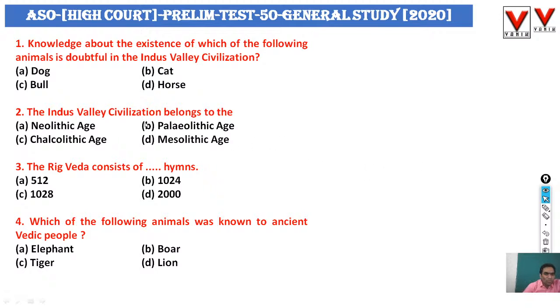The very first question is: knowledge about the existence of which of the following animals is doubtful in the Indus Valley civilization? The Indus Valley civilization people were aware of the dog, the bull, the horse. So the cat, that means it is doubtful whether the cat was known or not known to the Indus Valley civilization. Historians are not very confident about whether the Indus Valley civilization people were aware of the cat or not. So the right answer is B.